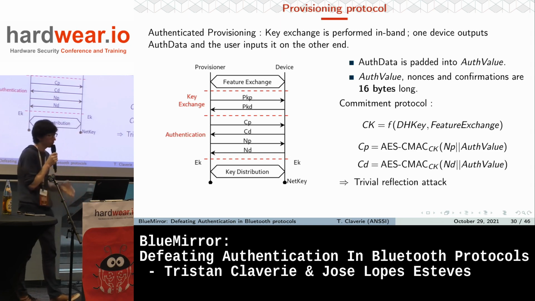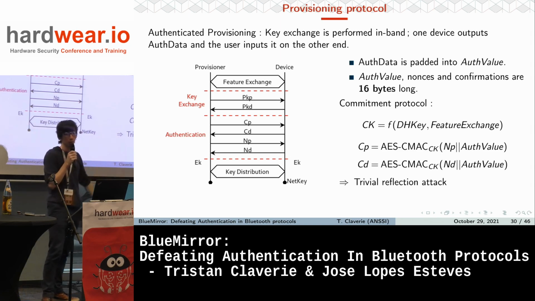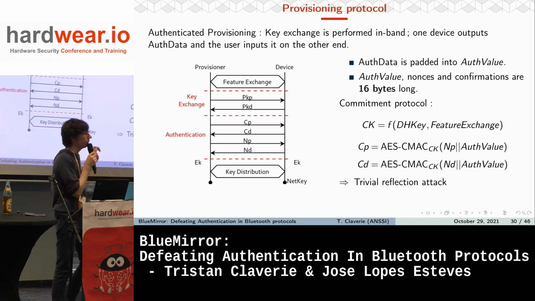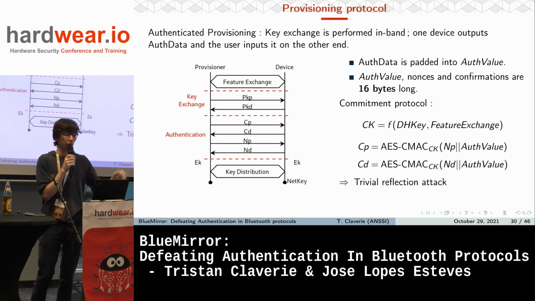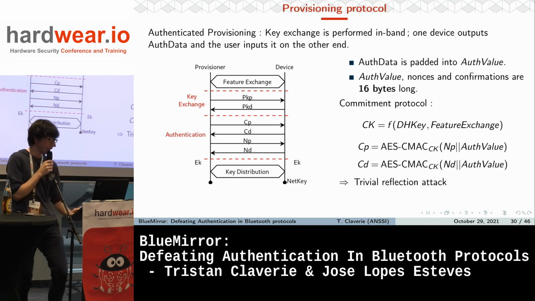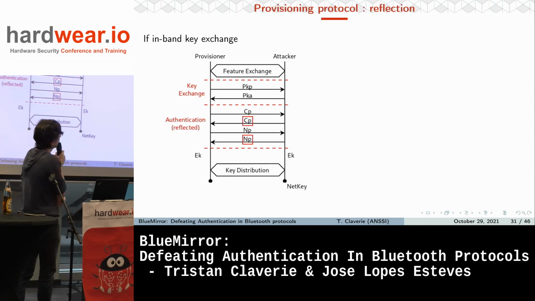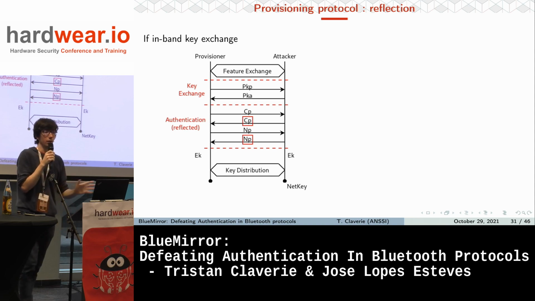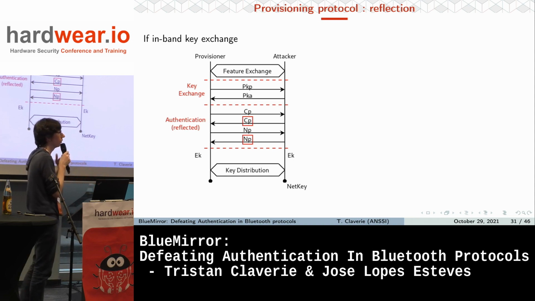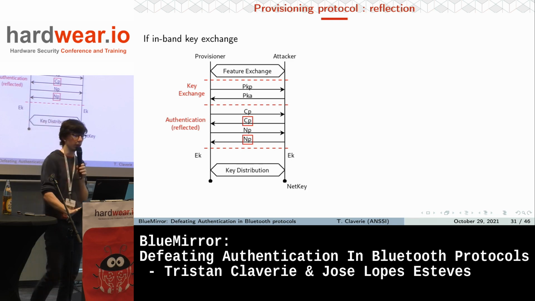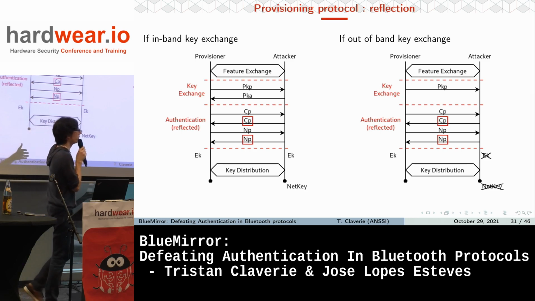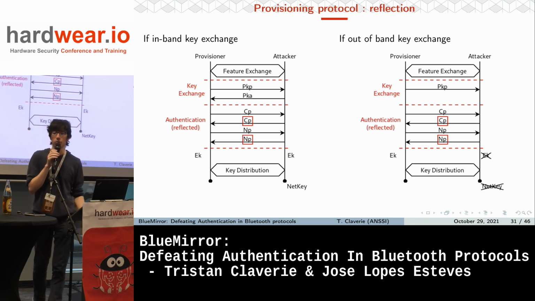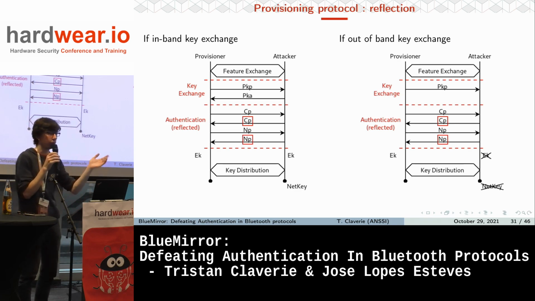If we look at the commitment protocol, first both devices derive a confirmation key. Then they use this confirmation key in AES in CMAC mode with the nonce concatenated to the authentication value. Well, we've seen that before. There is a very simple reflection attack. If you, as an attacker, manage to spoof a device, you can actually complete the authentication protocol. And because you complete the authentication protocol, you actually get the network key. So as an attacker, you are able to illegitimately join the network.